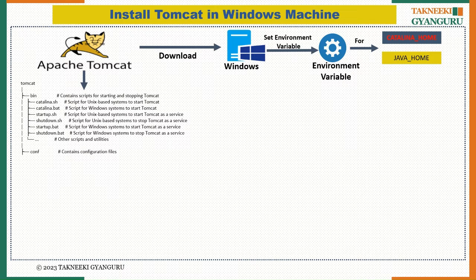These two, catalina.sh and catalina.bat, are basically to start the Tomcat server. The first one, sh, is for Unix or Linux based systems, and in Windows it will start the Tomcat server with the catalina.bat file. But we won't use it, because it will start your Tomcat using the command prompt, right? We want a service to be started, so that if we close the command prompt, your Tomcat will still work, right? So we need a service.